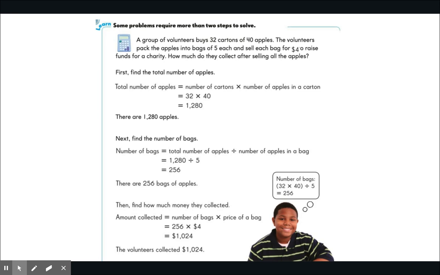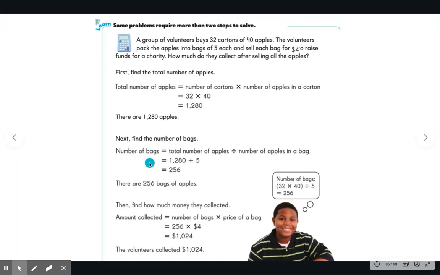Some problems require more than 2 steps to solve. A group of volunteers buys 32 cartons of 40 apples. The volunteers pack the apples into bags of 5 each and sell each bag for $4 to raise funds for a charity. How much do they collect after selling all the apples? First, find the total number of apples. So the total number of apples is the number of cartons times the number of apples in a carton. So 32 times 40, which is 1,280. There are 1,280 apples.